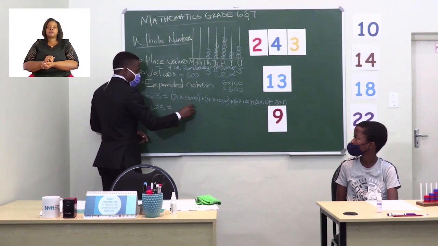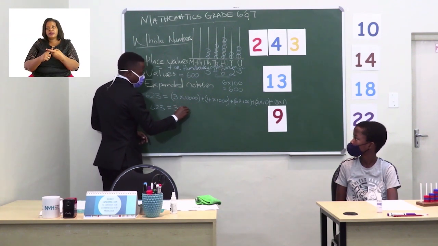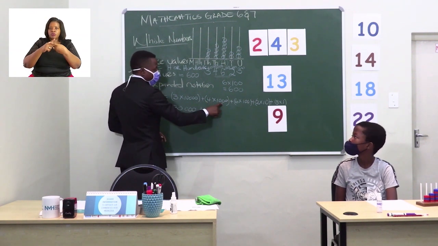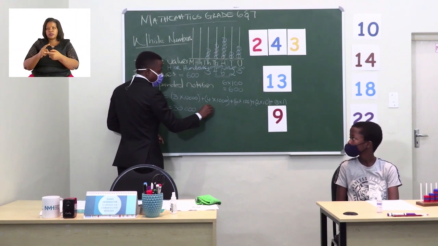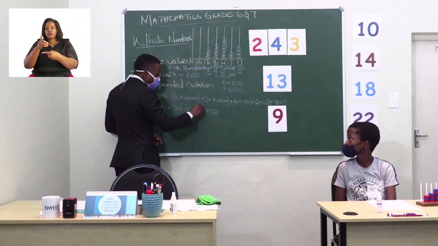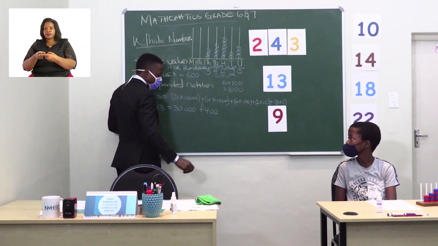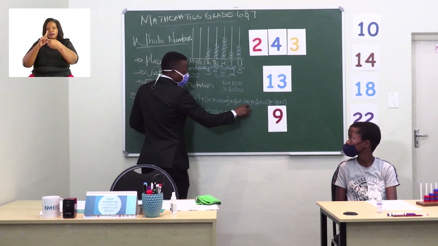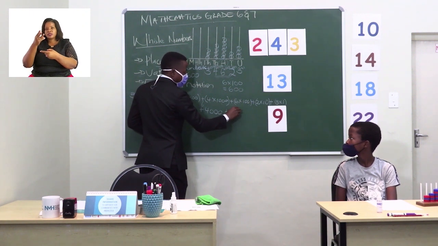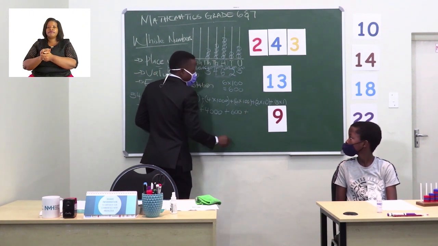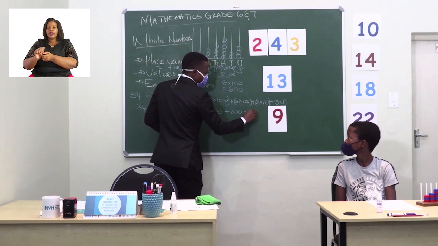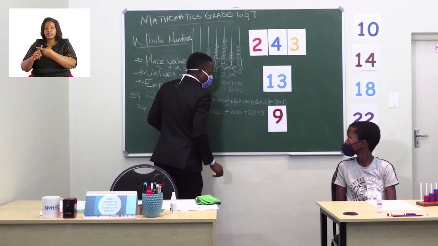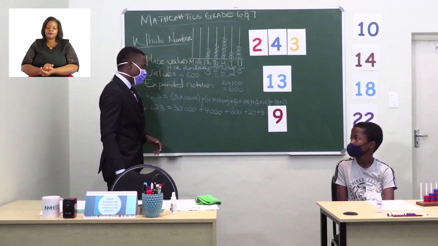If you multiply these, you get 30,000. If you multiply 4 times 1,000, you get 4,000, and this addition is coming there. And if you multiply 6 times 100, it will be 600. 2 times 10, it will be 20. And 3 times 1 must give you 3.